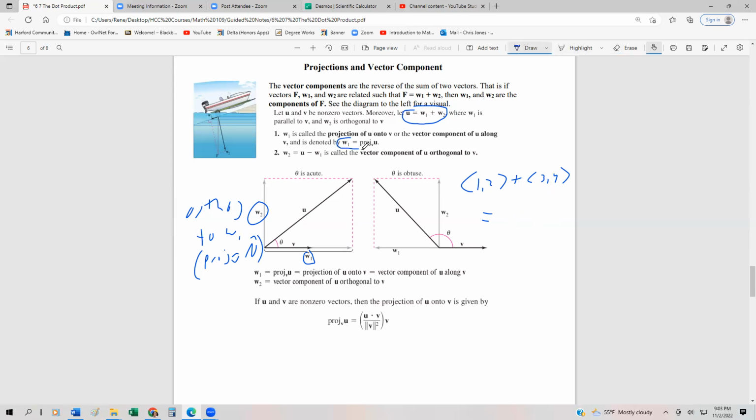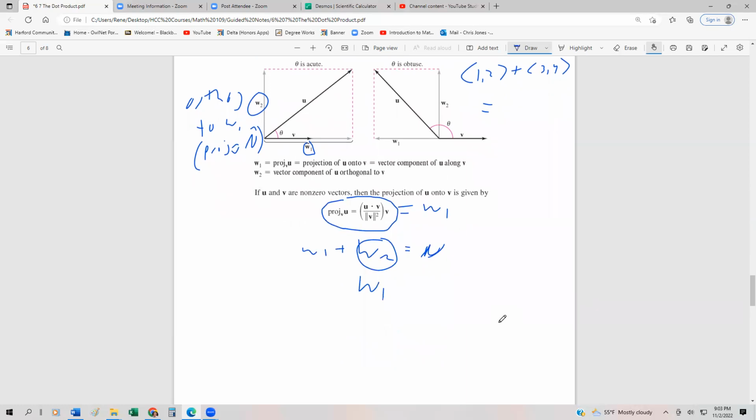Again, w1 is the projection of u onto v, and the formula is right down here: u dot v divided by the magnitude of v squared, multiplied by v. That would be the same thing as w1. Now, to get w2, remember that w1 plus w2 is u. So to find w2, which would be an orthogonal vector to both v and the projection, w2 would be equal to u minus w1. Again, w1 is the projection of u onto v.